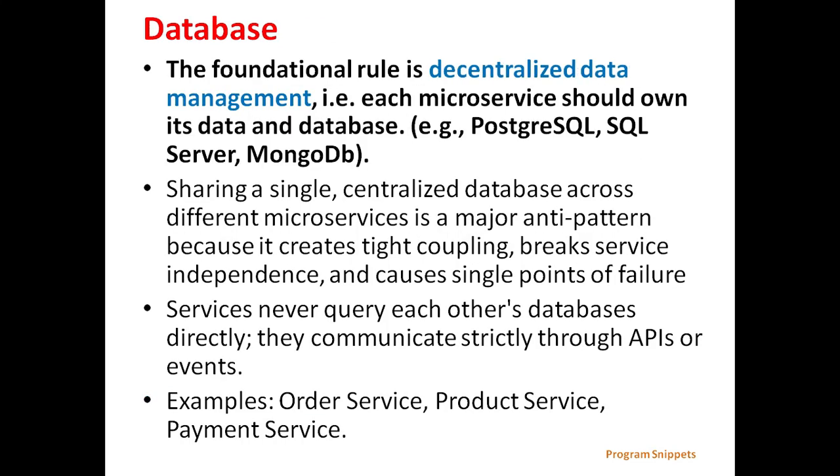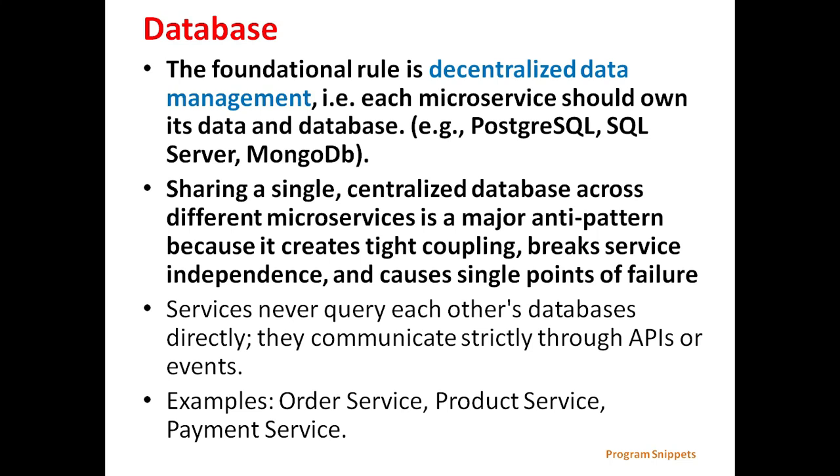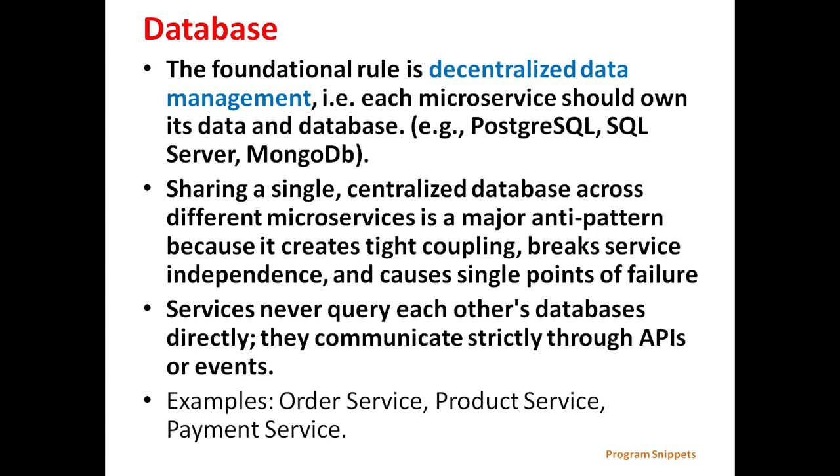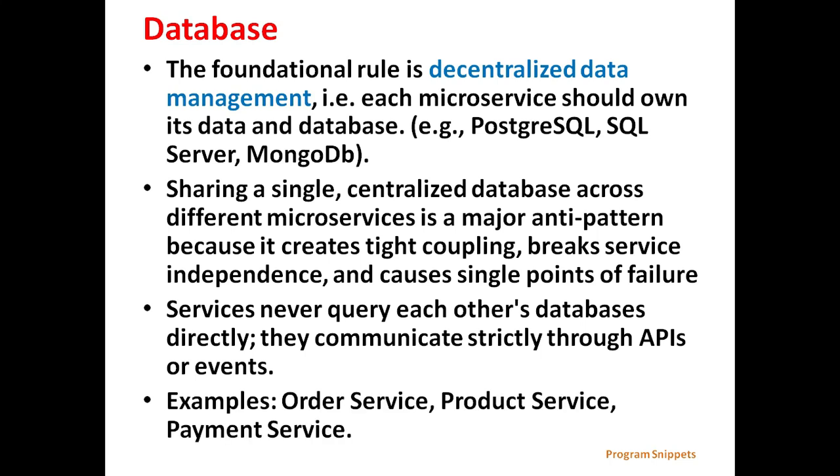Then database. The foundational rule of microservices architecture is decentralized data management. That is, each microservice should own its data and database. Sharing a single centralized database across different microservices is a major anti-pattern because it creates tight coupling, breaks service independence, and causes a single point of failure. Here, services never query each other's database directly. They communicate strictly through APIs or events. For example, order service, product service, payment service, etc.